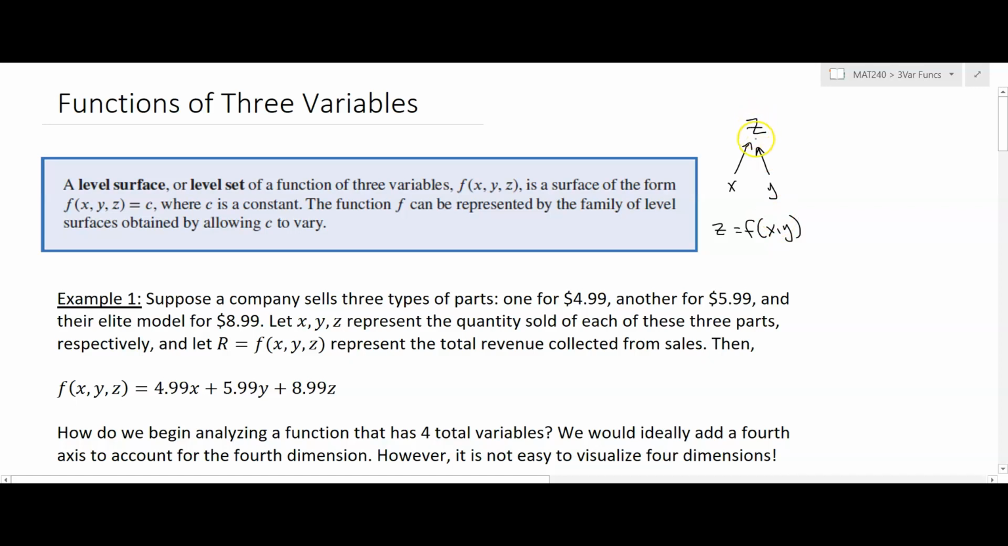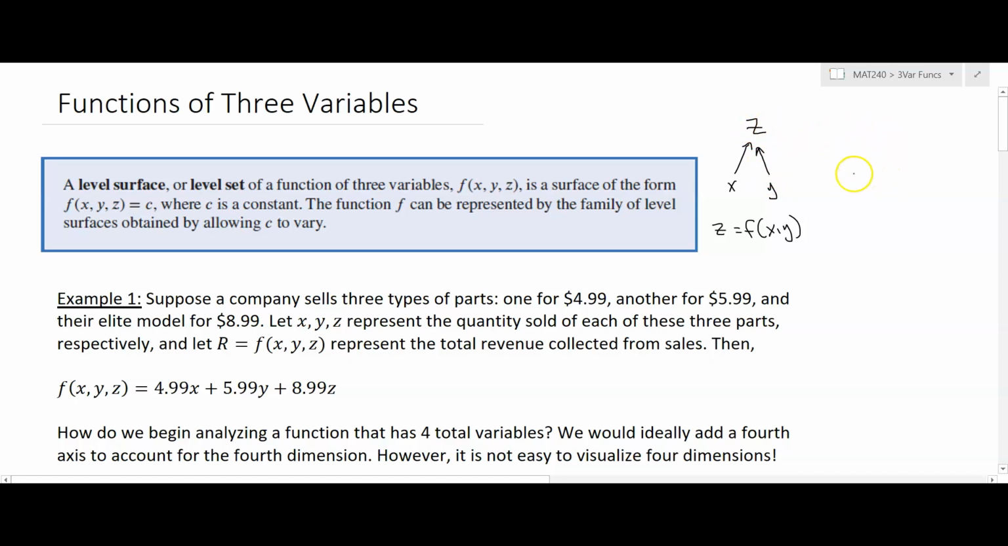Maybe z represents the price of a gallon of gas, the cost to fill up your tank, x represents the number of gallons that you get, and y represents the cost of a barrel of oil. So it's not uncommon that we have outputs that depend on multiple inputs.